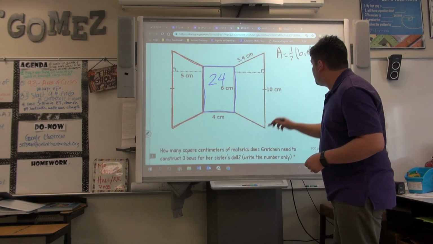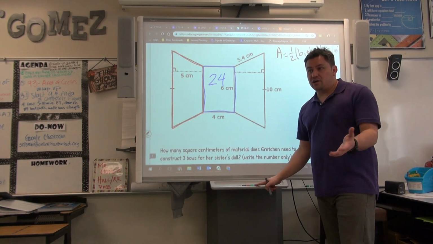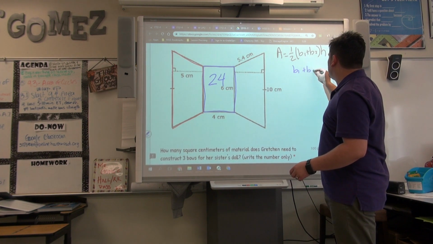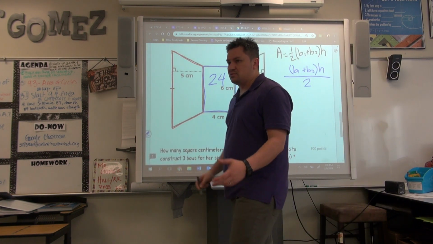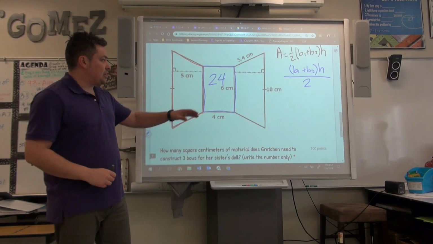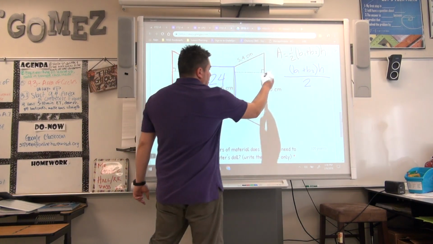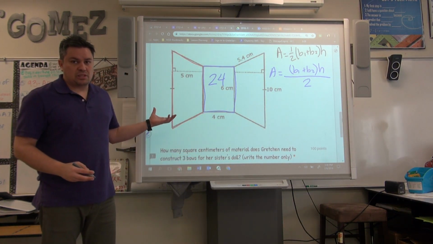Not divided by 2, because since I don't like fractions, just like on the triangle formula, I just rewrite this as B1 plus B2 times the height, and then I divide by 2. That's where I got a little messed up right there. So that's the formula to find the area of a trapezoid. That's the area. So all we need to do is set it up.